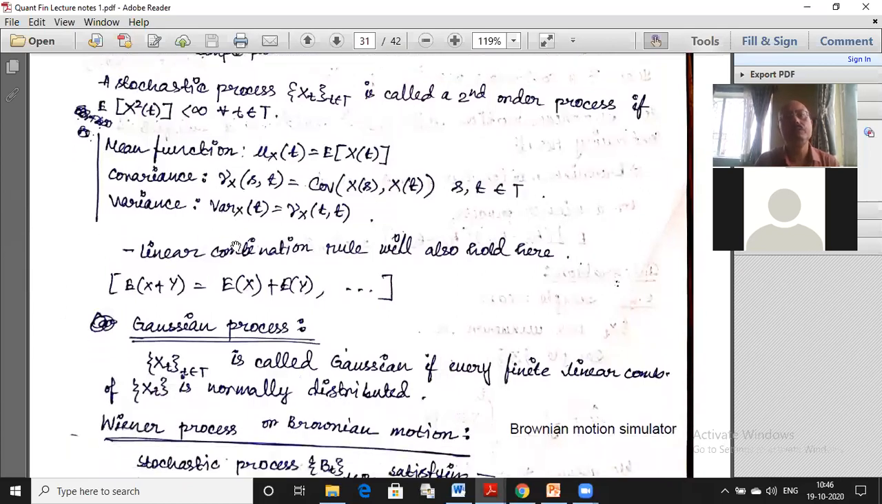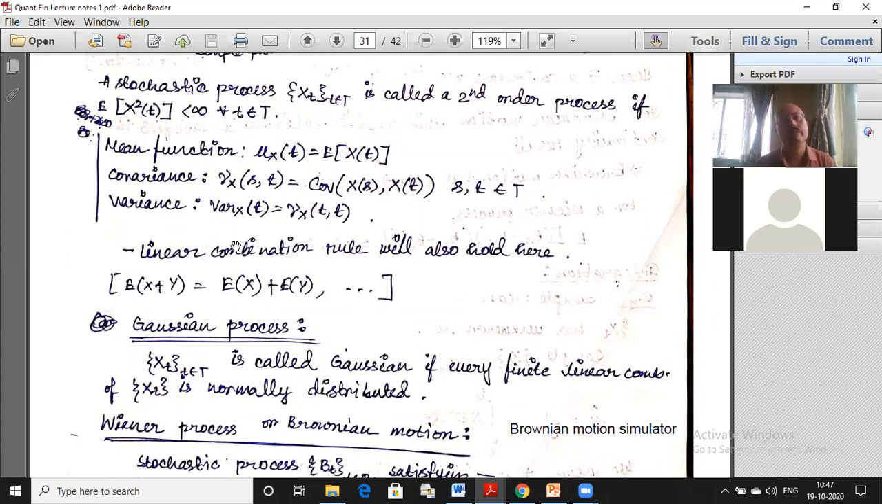We want to specialize to certain nice classes of stochastic process to make our life easier. So what are these nice classes? These nice classes are going to be defined in terms of what we call a second order process. We say that a stochastic process is a second order process if the variance is finite for all t. So expectation of x square is finite for all t in the index set. That is a second order process.